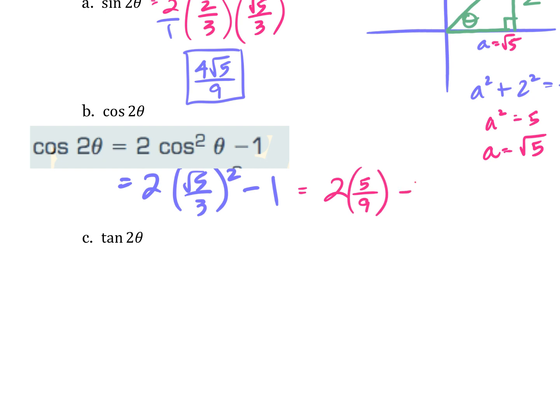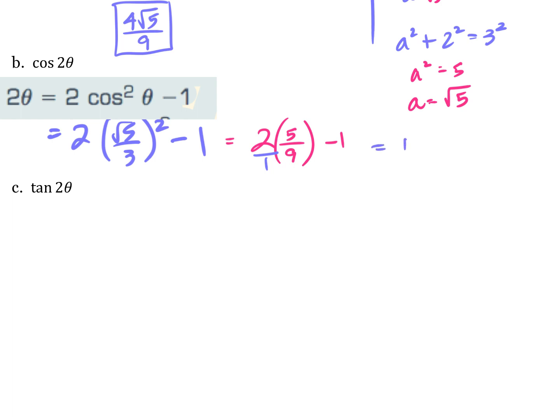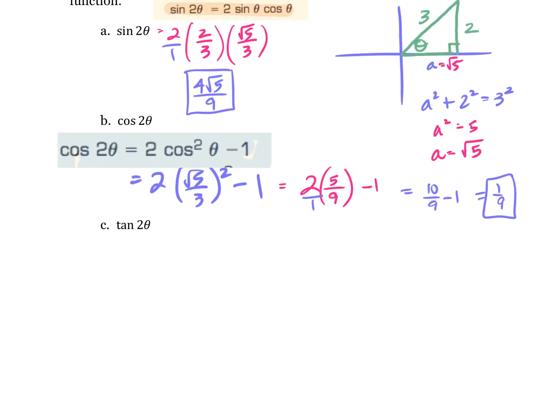We can do hard things, Mario. We've got this. Then what are we going to do? Multiply or subtract? PEMDAS, multiply and divide, go straight across. 2 times 5/9 would be 10/9. 10/9 minus 1: 10/9 minus 9/9 is 1/9. Boom.